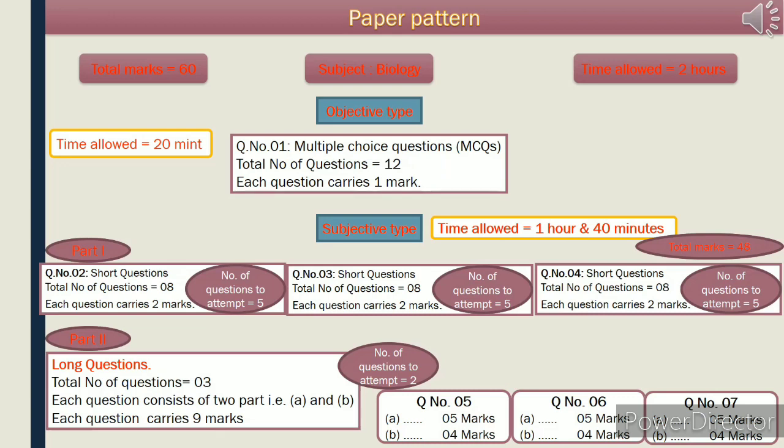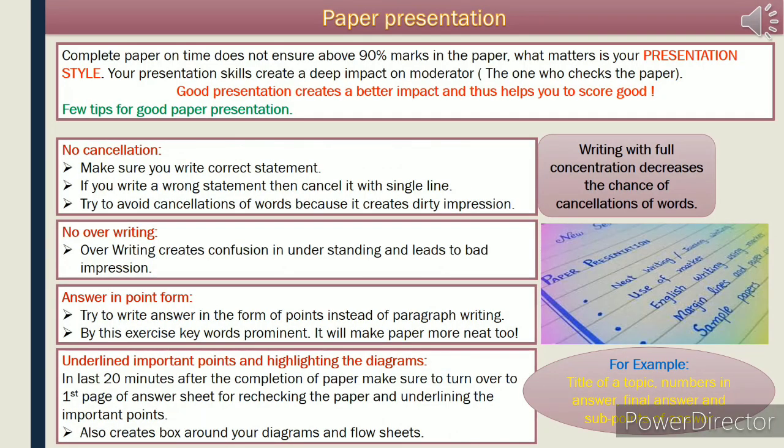And part 2 is long questions. Students have to attempt 2 long questions from 3. Each question consists of 2 parts, that is A and B. Each question carries 9 marks. A part consists of 5 marks and B part consists of 4 marks. Question number 5, question number 6 and question number 7 are the part 2 long questions.